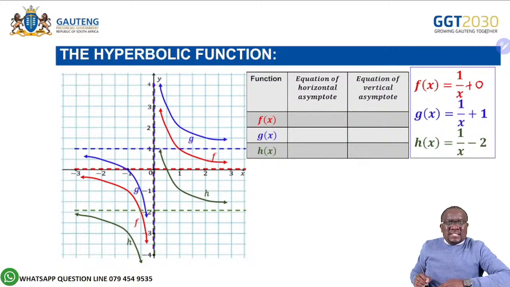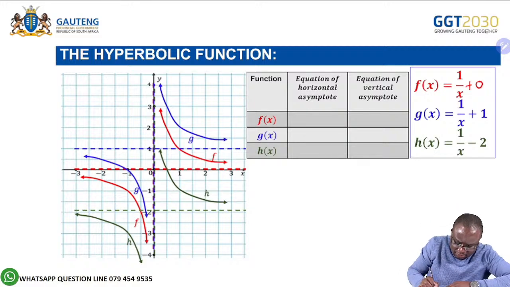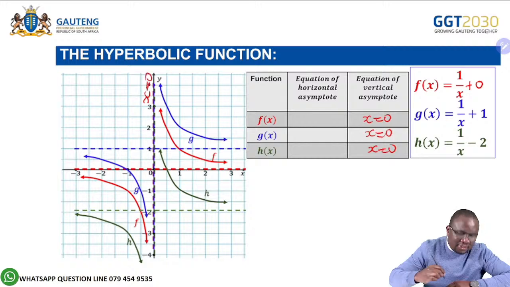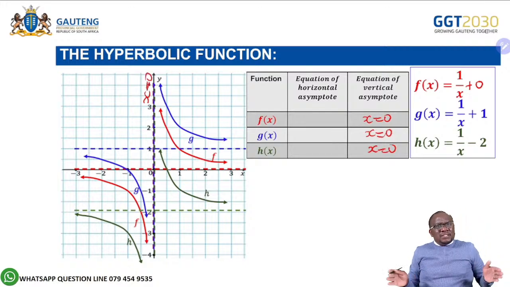Let's start with the vertical asymptote. For f of x, x is equal to 0. For g of x, x is equal to 0. For h of x, x is equal to 0. Because for all three, x equals 0. That's the vertical asymptote. Is it changing? It is not changing. But let's look at the horizontal asymptote now.